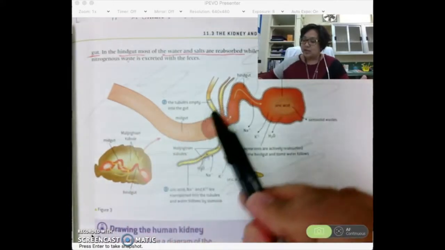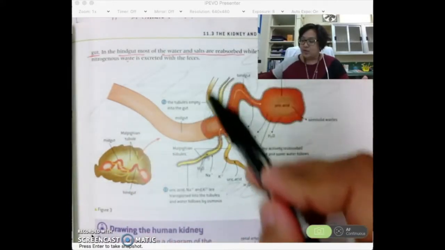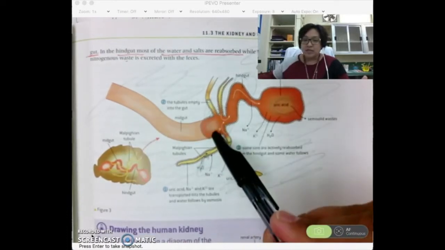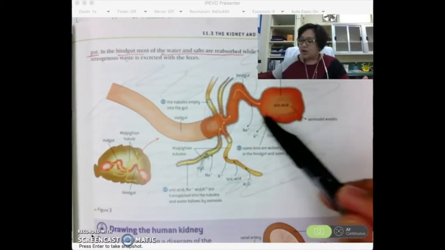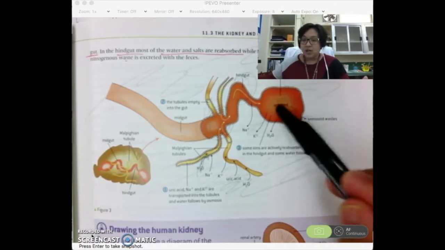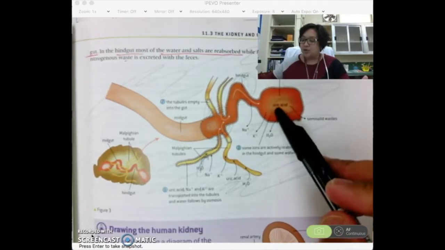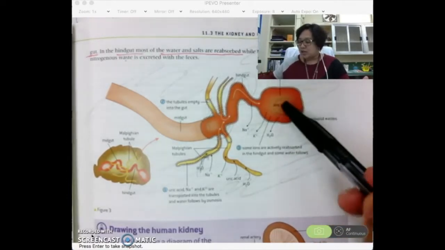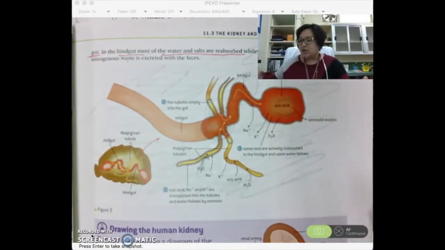So they have a digestive system, and Malpighian tubules connected to the digestive system. Their waste product from excretion is mixed with the waste product of their digestion, and then it comes out as a semi-solid waste called uric acid. Okay.